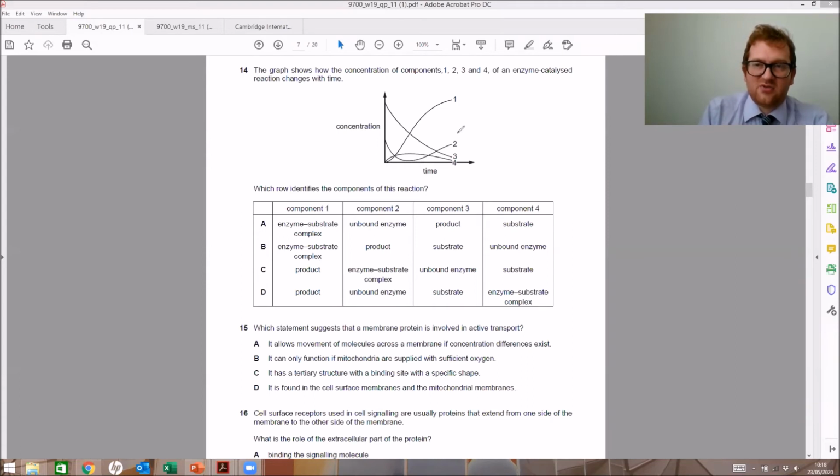We know that substrate is high at the start of a reaction and product is low. But at the end of the reaction, you have a high product and a low substrate. And the one that fits in with this pattern is 1 shows the creation of a product. Okay, so product increases through time and substrate decreases through time. So number 3 is the substrate.